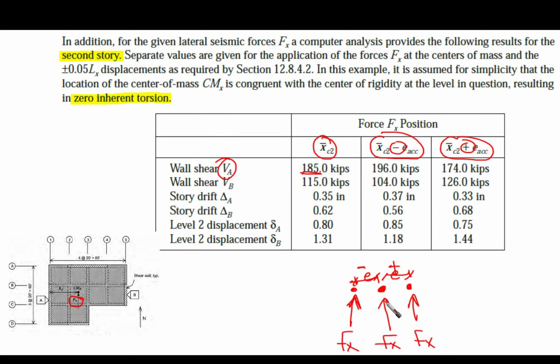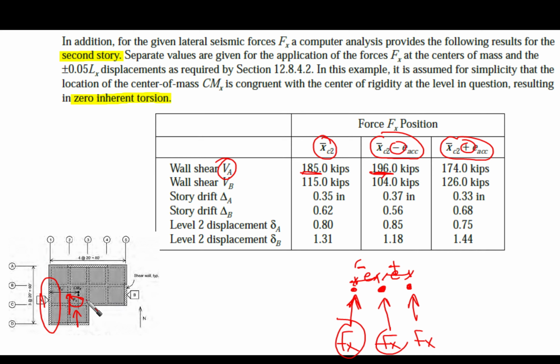However, if we apply the Fx with negative eccentricity, we found that this force is going to be increased. It is 196, right? Because we applied it here. And this is logical, actually. When we put Fx a little bit to the left, shifted to the left, the amount of shear that is going to be carried by A is larger than the case when Fx is here, right? So we are expecting this 196.